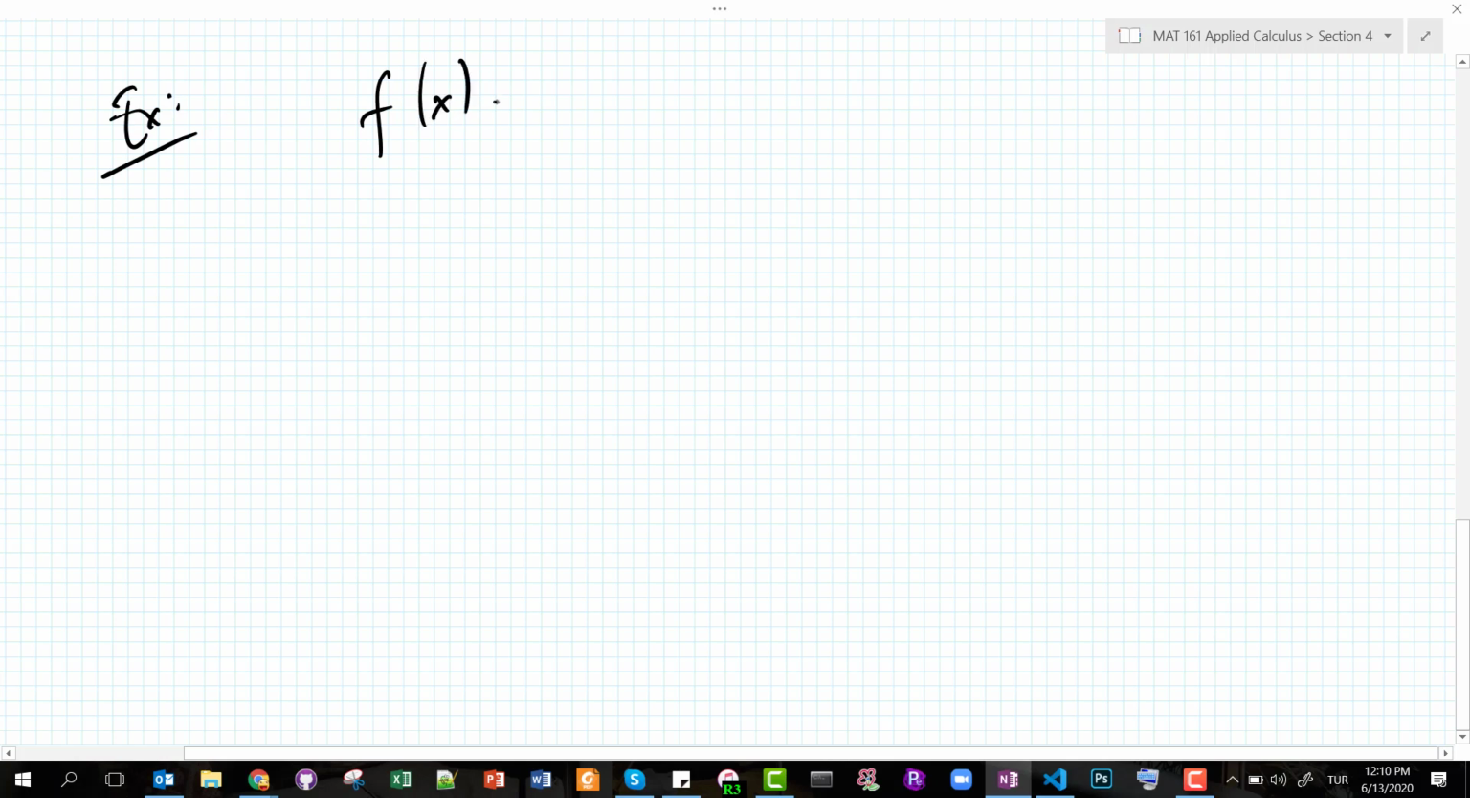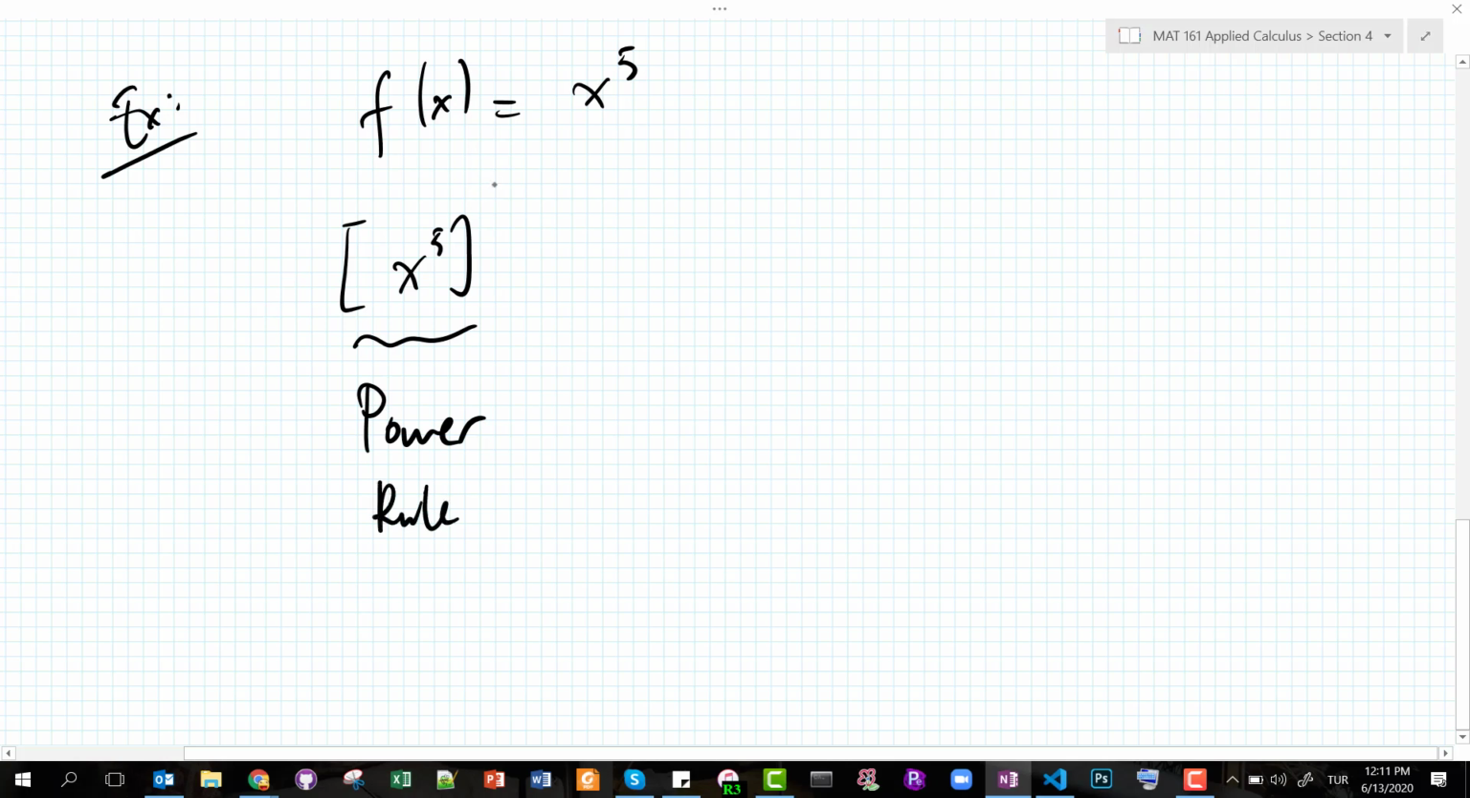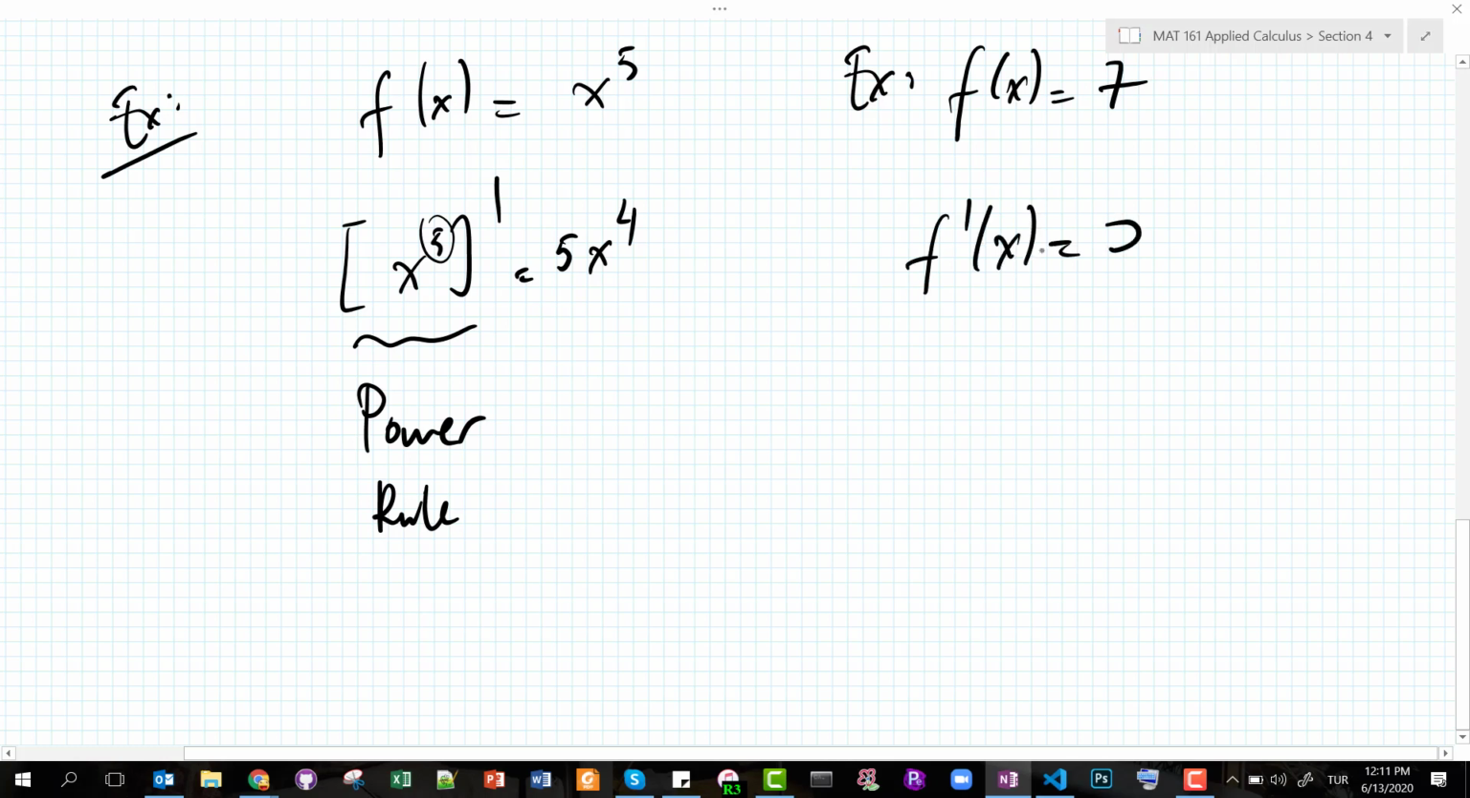Let's say f of x is equal to x to the 5. As you see, this is in the form x to the n, so I can definitely use the power rule to take the derivative. What it says, power rule, bring this down. So I'm just going to bring the 5 down. And then please decrease the number on top, which is going to be equal to 4. That's it. Second example, f of x is equal to 7. This is a constant, so the derivative is going to be just 0. That's it.